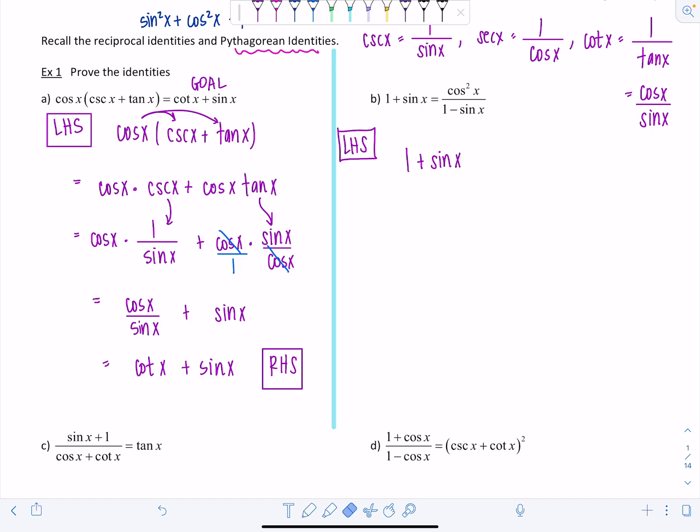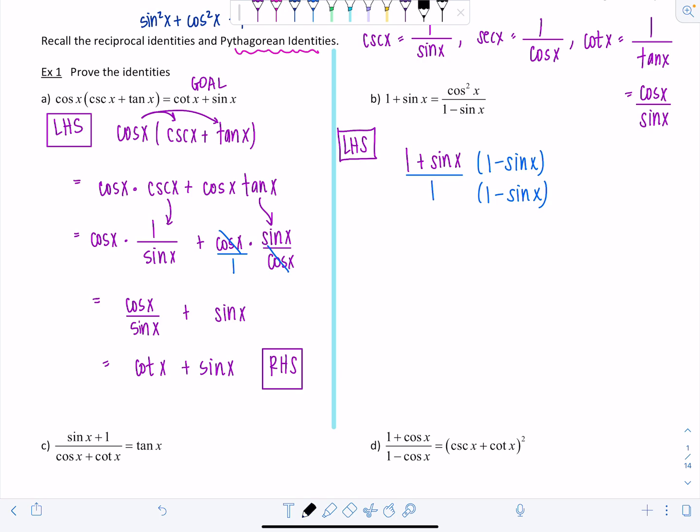And right now, my denominator is just 1, right? I have 1 plus sine x over 1. So why don't I go ahead and multiply numerator and denominator by 1 minus sine x. And this is something you're going to commonly see, because notice in the numerator now I have conjugate pairs.